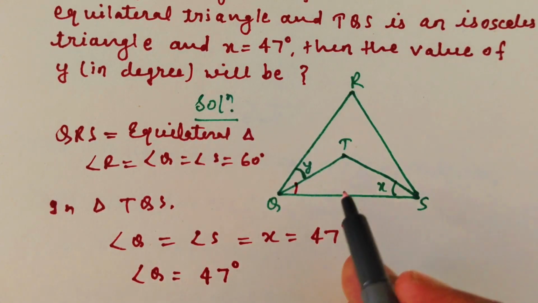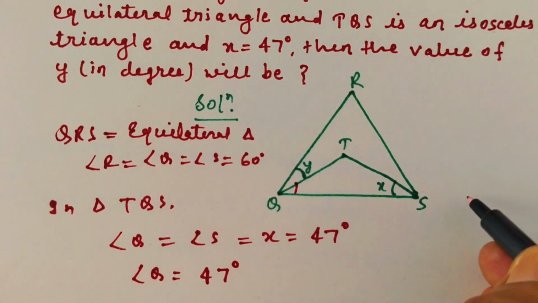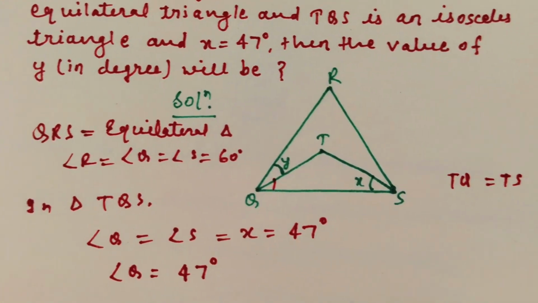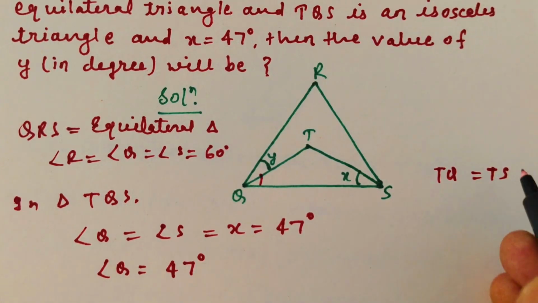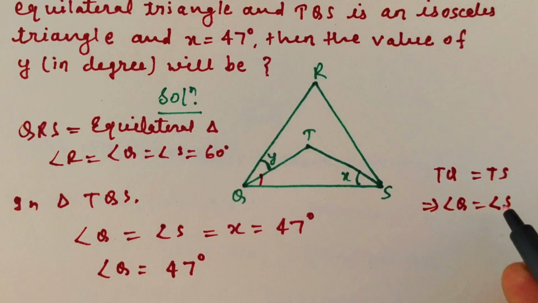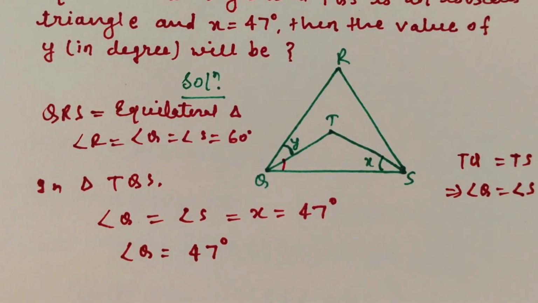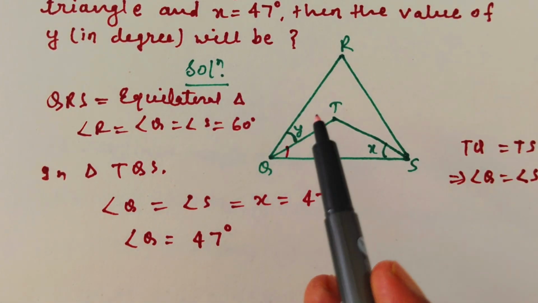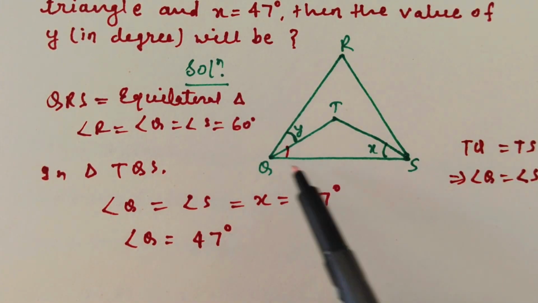One thing to remember in an isosceles triangle: if two sides, like TQ and TS, are equal, then we can simply write angle Q equals angle S. That means the corresponding angles are also equal. On this basis angle Q equals 47 degrees, and we need to find the value of angle Y, which is part of the bigger angle RQS.